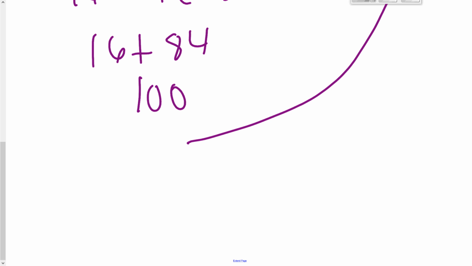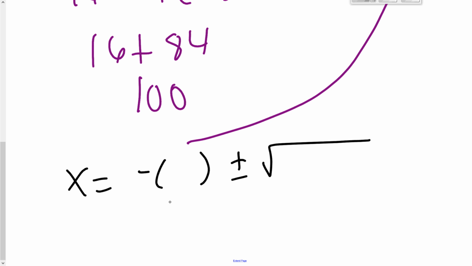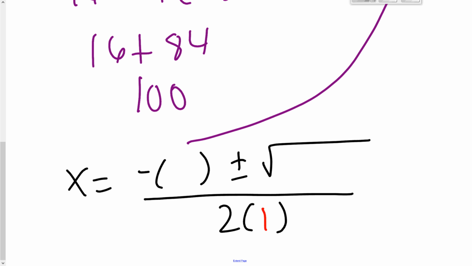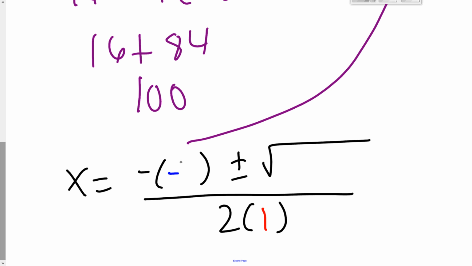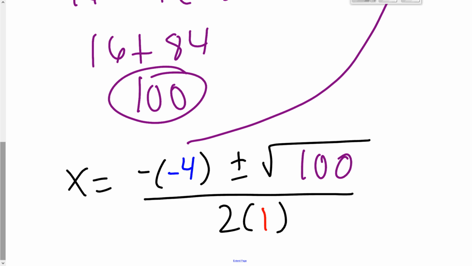So we have our x is equal to negative b plus or minus the square root. We know that answer now. 2 times our a. Our a was 1 again. Our b was negative 4. And now what was underneath the square root was right here, so let's put 100 underneath there. Now we can go ahead and simplify.